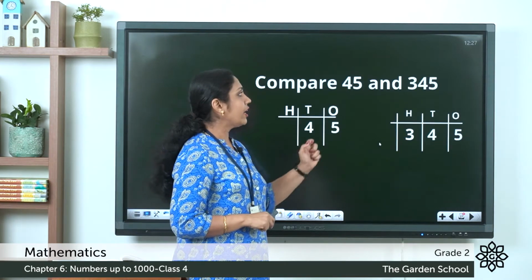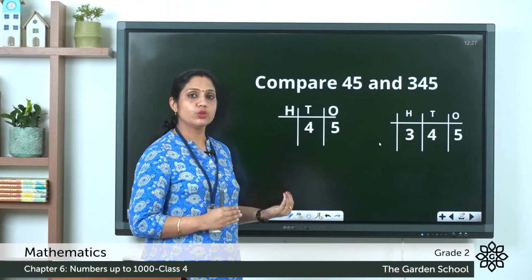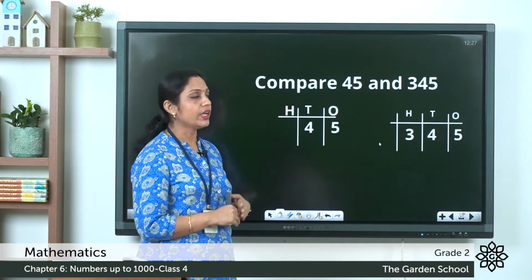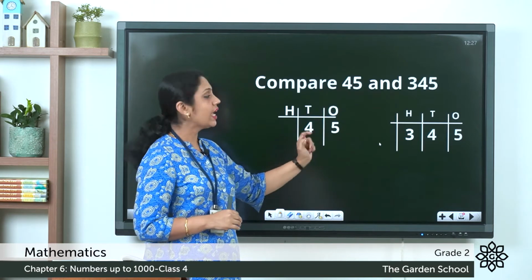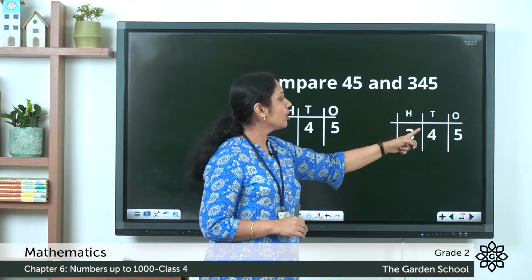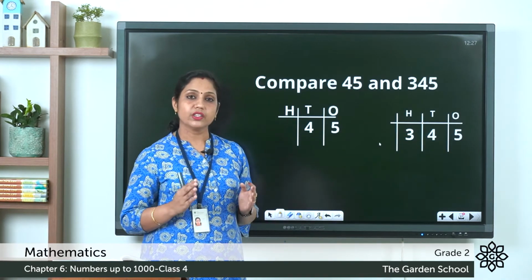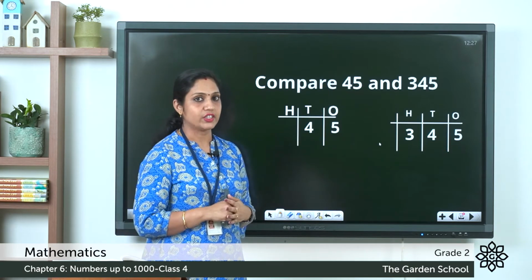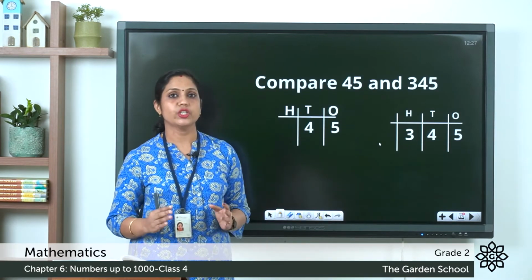Compare 45 and 345. Here again we have a 2-digit number and a 3-digit number. In the number 45 we have 4 tens and 5 ones. And in the number 345 we have 3 hundreds, 4 tens and 5 ones. So which number is greater? The number 345 is greater. Here also a 3-digit number will be greater than a 2-digit number.